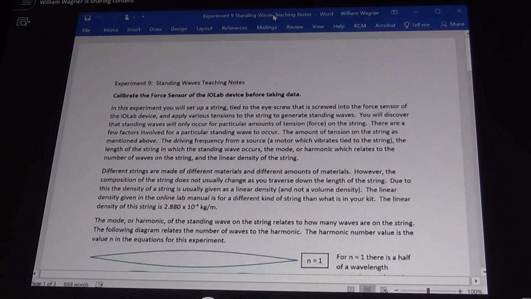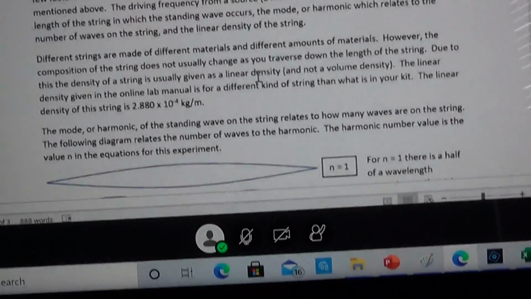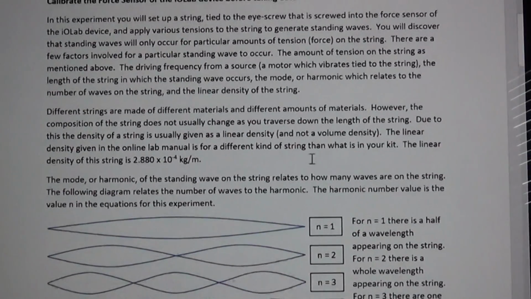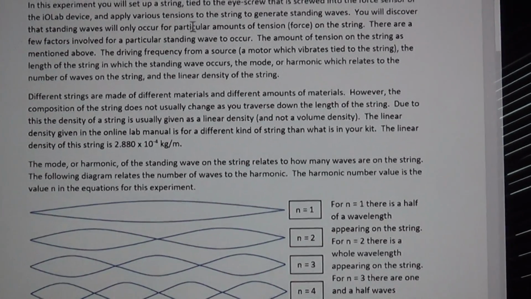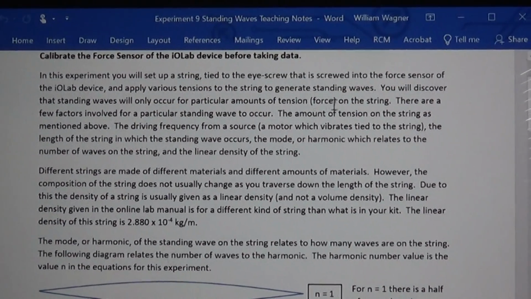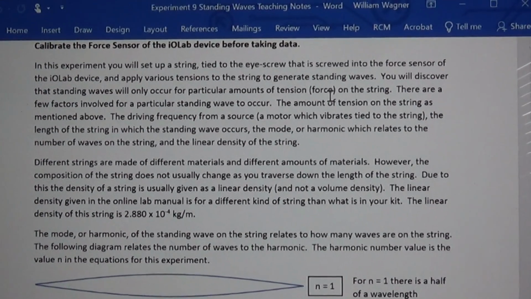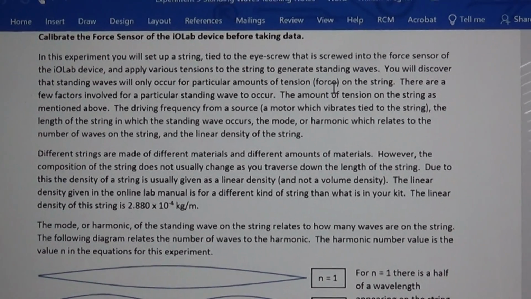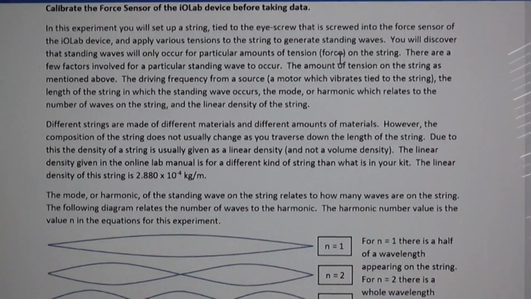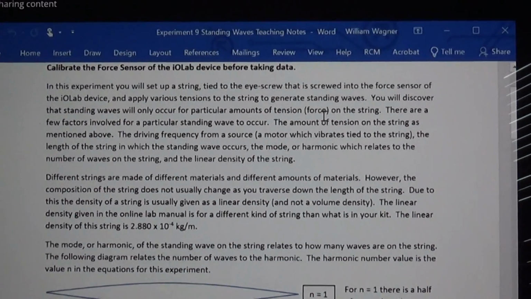Okay, so today we're going to work with standing waves on a string. We're going to work with the tension on the string, which is just a force, and you'll measure the force with the IOLAB force sensor. You'll have the eye screw in your force sensor. If you haven't done so, go ahead and calibrate your force sensor before we get started, and I'll just keep talking while you do that.